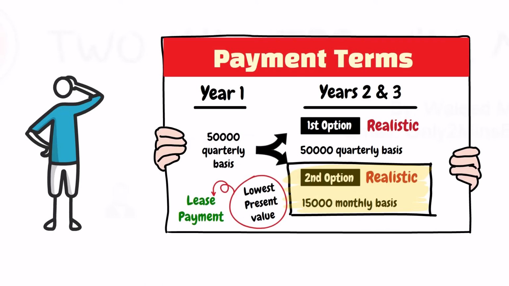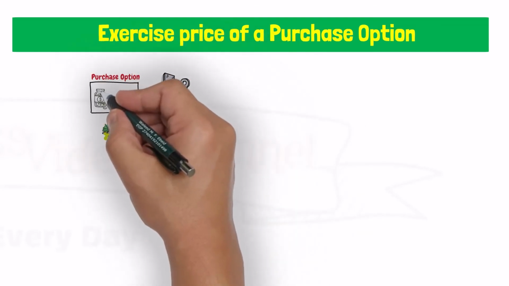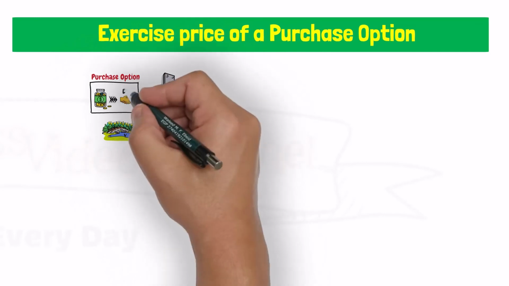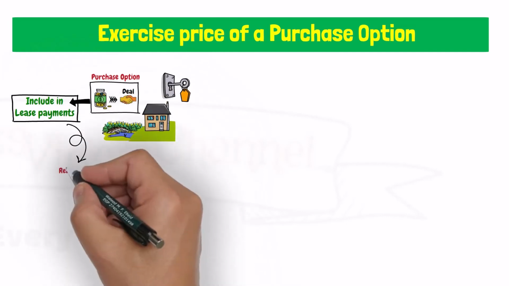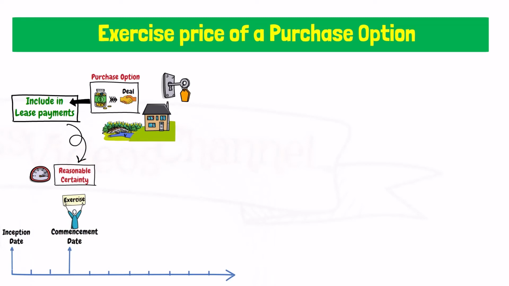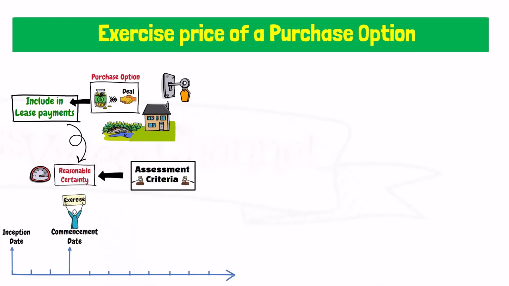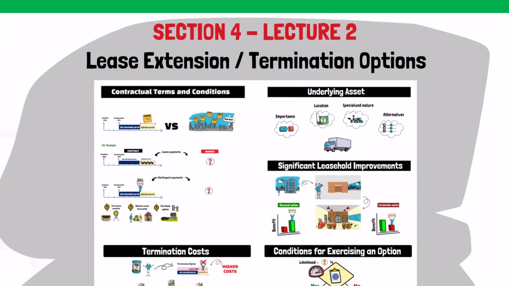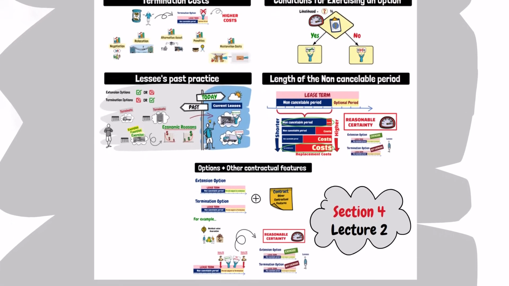The fourth component of the lease payments is the exercise price of a purchase option. The lease agreement might include an option for the lessee to purchase the leased asset at the end of the lease for a certain price. That exercise price is included in the measurement of the lease payments, if there was a reasonable certainty at the commencement date that the lessee will exercise the purchase option. The criteria used in that assessment are the same criteria we used in the assessment of the lease extension or termination options, that we covered in the previous section.